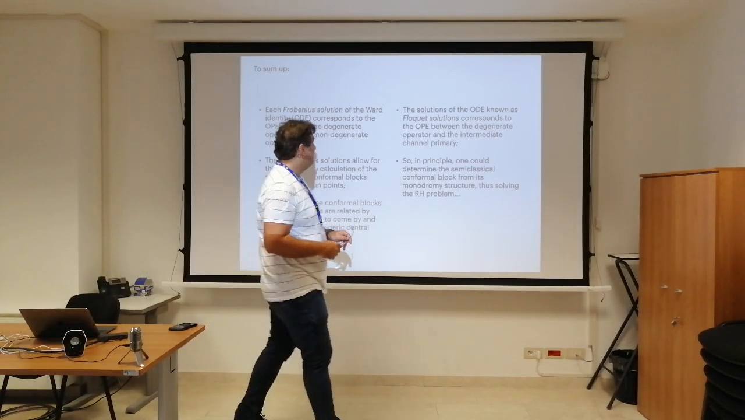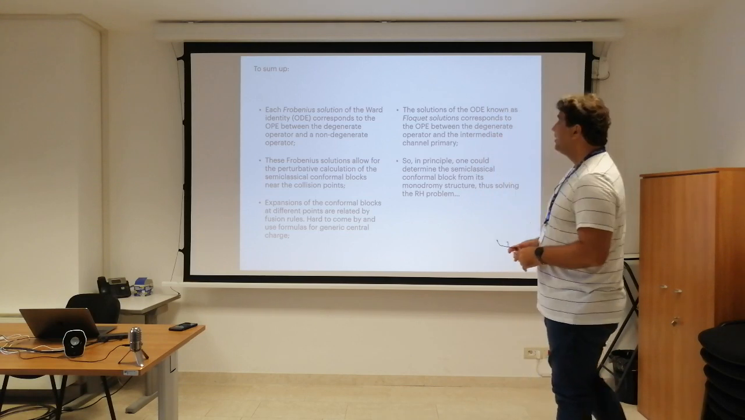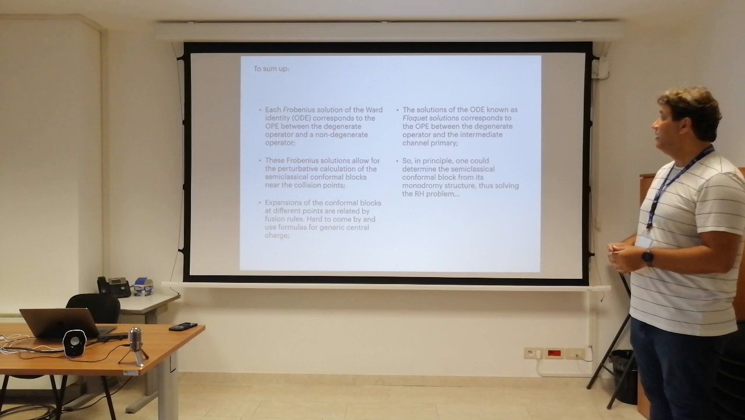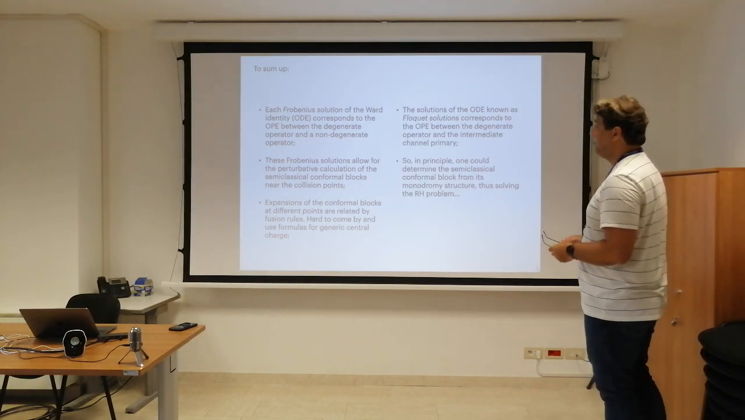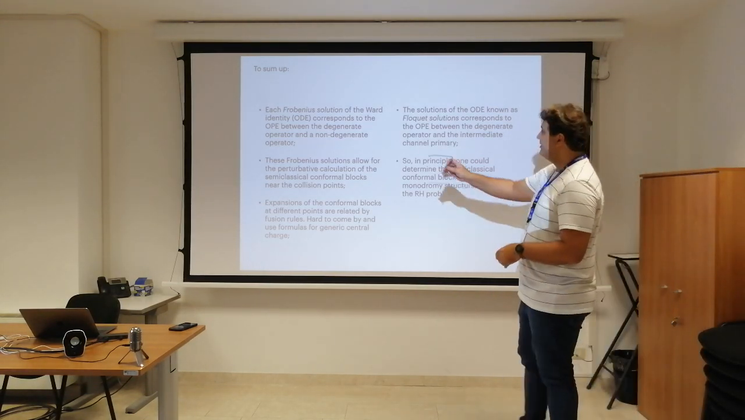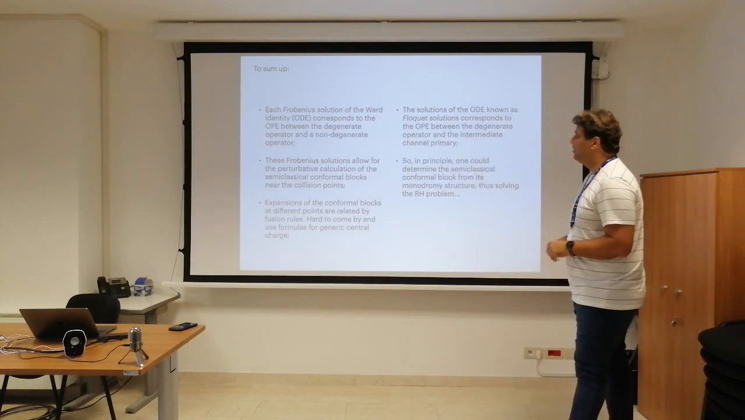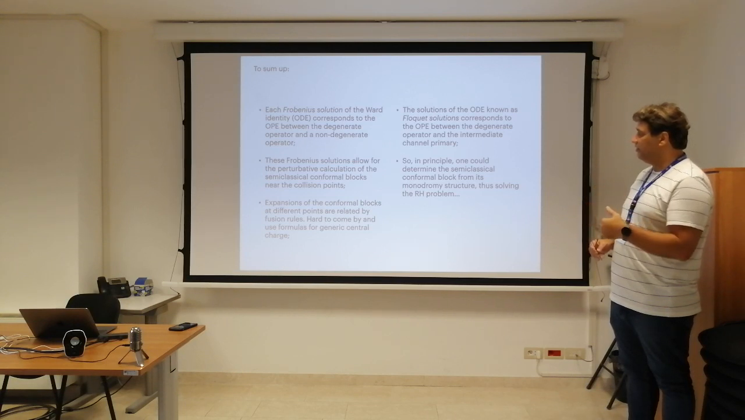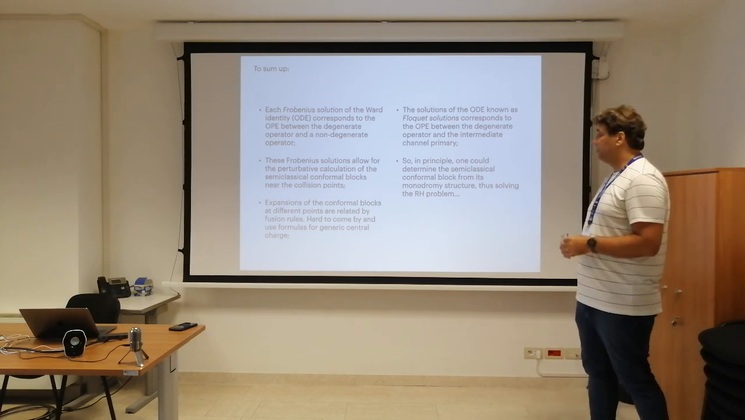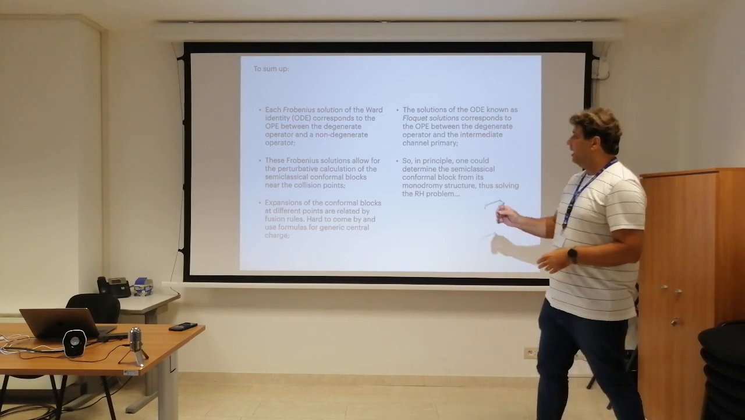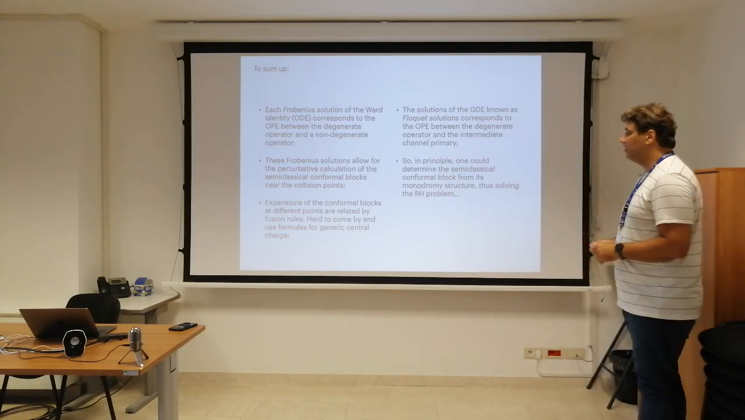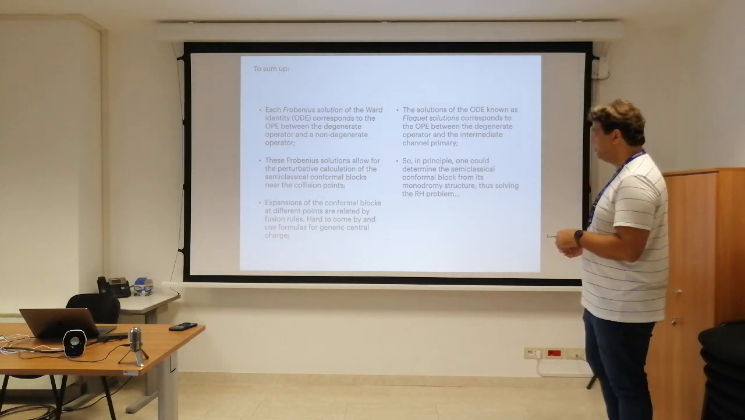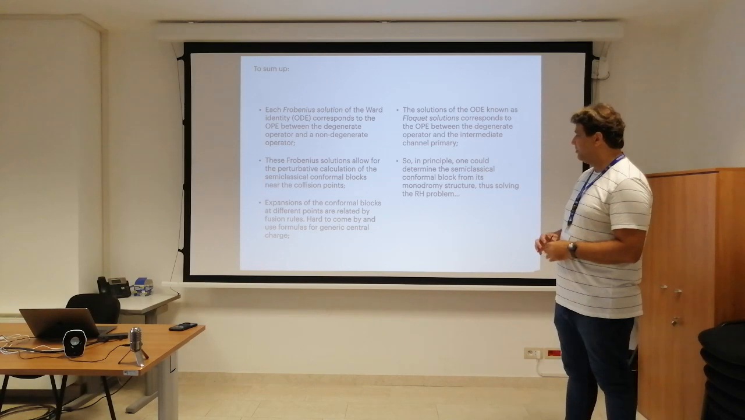So, let me try to explain in words what I just said. Each Frobenius solution that you compute from the Frobenius method in your mathematical physics course, of this Ward identity that I turned into an ODE, corresponds to a different conformal family between the degenerate operator and the non-degenerate operator. Now, the Frobenius solution will allow for the calculation of the semi-classical conformal blocks, at least near the collision points. I'm going to explain to you right after this how to do that.